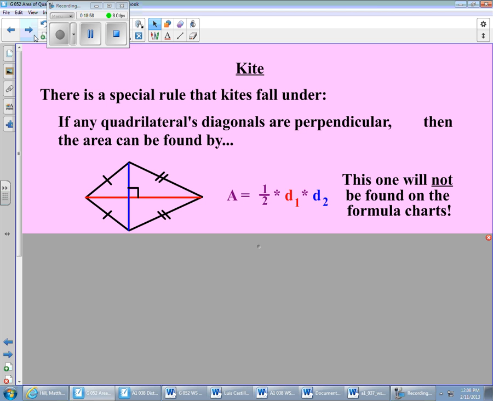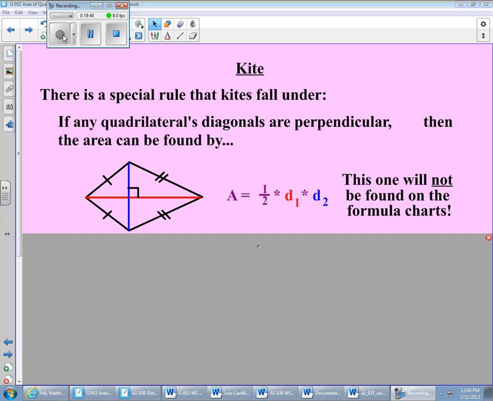And the kite's going to fall under kind of an umbrella type of a rule that basically reads like this. If any quadrilateral's diagonals are perpendicular, okay, so that's not just for kites, that's for any of the shapes where diagonals are perpendicular. When this happens, then your area can be found by the formula, and it's written out right there. 1/2 times one of the diagonals times the other diagonal. Now this formula, unless they've decided to change something that I don't know about, they have not previously given us on the formula charts. So this one, if you plan on using it, is going to have to be memorized.